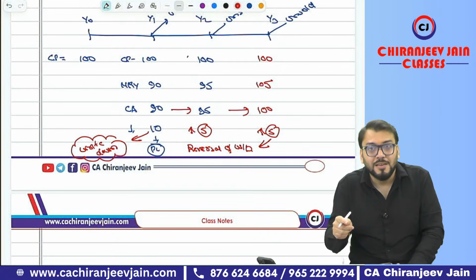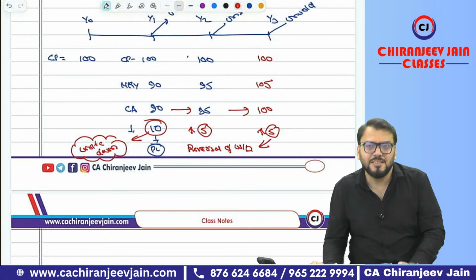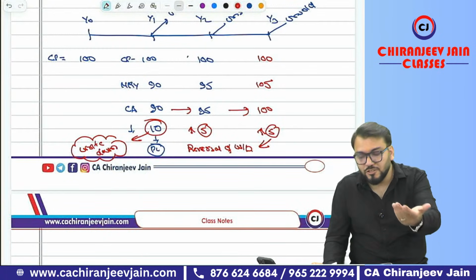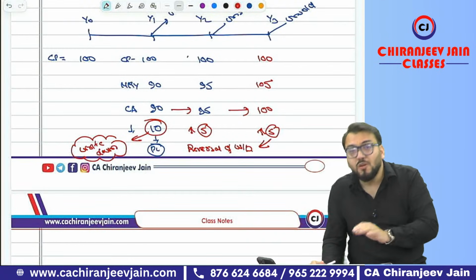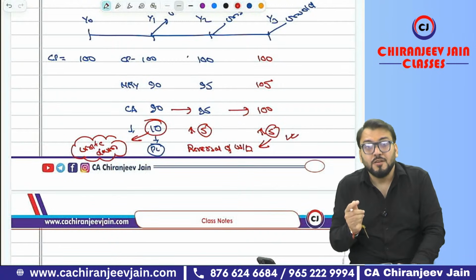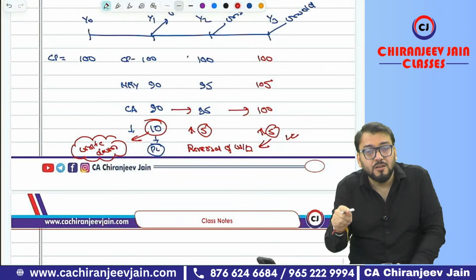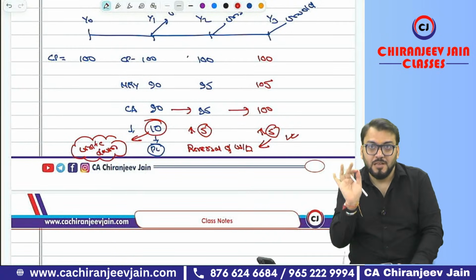Means reversal of write down will be maximum what amount? That cannot be more than 10. That is an understood point. I hope you have understood. Now, can I ask one question? This reversal of previous write down will be shown as income in SOPL, or will be shown as a deduction in inventory expense. Are you able to understand?